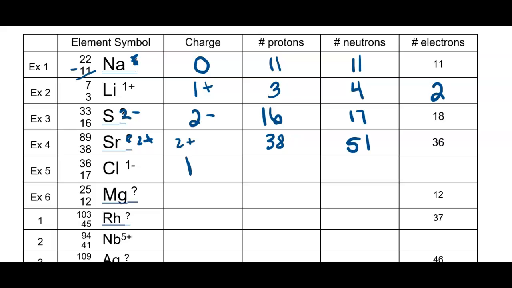Example 5, we have a -1 charge. We have 17 for protons, and then we're going to take the fact we have a -1 charge and say, therefore, we have more electrons than protons because it's negative. So I have an 18 for my electrons, and then I'm going to take 36 minus 17, and I get 19 for my neutrons. Last example, I have 12 for my protons, and I have 12 for my electrons. Therefore, it has no charge. I'm going to scratch out the question mark saying that it does not have a charge. And then I'm going to take 25 minus 12, and I get 13 for my neutrons.